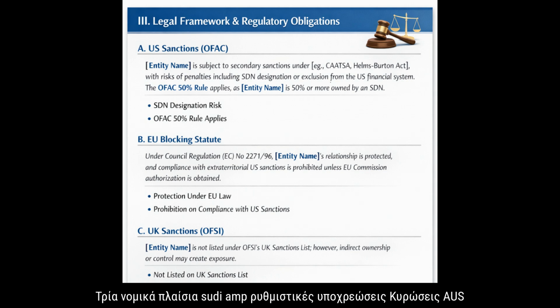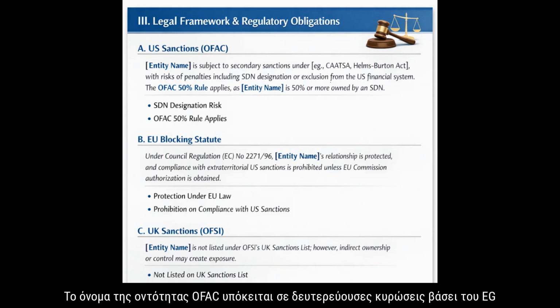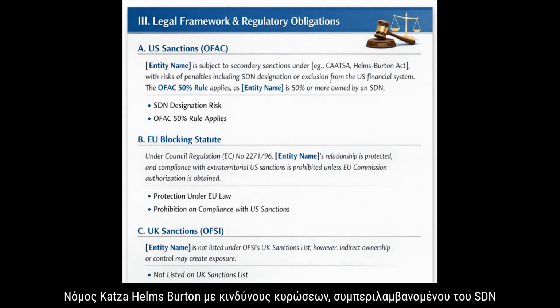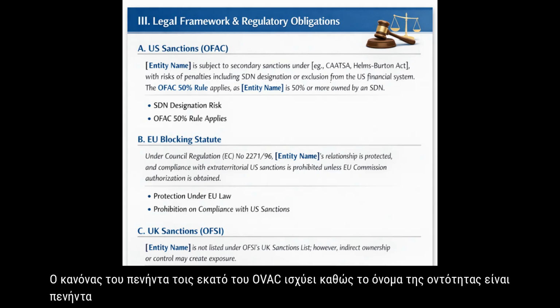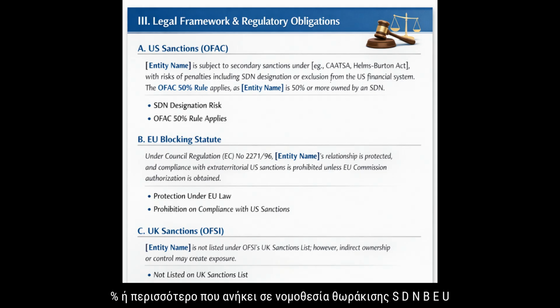3. Legal framework: sanctions, regulatory obligations. A. U.S. sanctions. OFAC: entity name is subject to secondary sanctions under e.g. CAATSA, Helms-Burton Act, with risks of penalties including SDN designation or exclusion from the U.S. financial system. The OFAC 50% rule applies as entity name is 50% or more owned by an SDN.